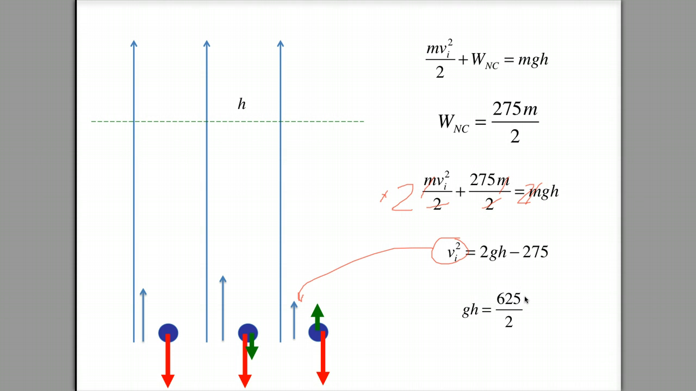So then 2gh is going to be 625, and therefore initial v squared is going to be 625 minus 275, and then the actual v is going to be the square root of that, which is 18.7.